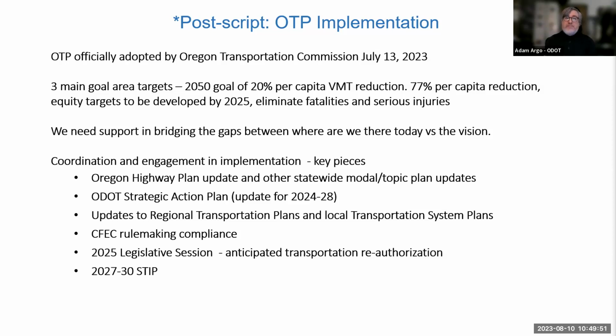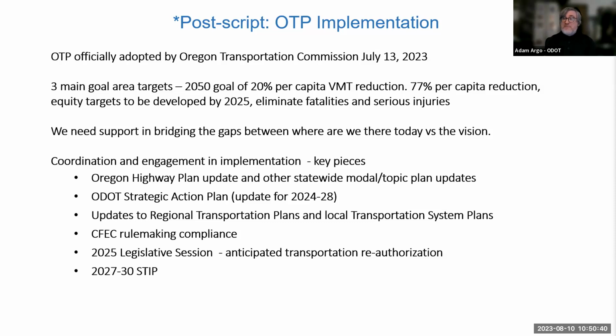We will be developing targets around social equity by 2025. The reason we had to put that as a sort of placeholder in the plan was because we need to be in step with the agency's Office of Social Equity. And so we will be amending the plan soon to bring those targets in, as well as we have safety targets. They're really vision zero oriented on eliminating fatalities and serious injuries on Oregon's transportation system. So we do need support in bridging the gaps between where we are today versus the vision. This group is, to me, a key player in where my work is going to go in implementing the OTP.